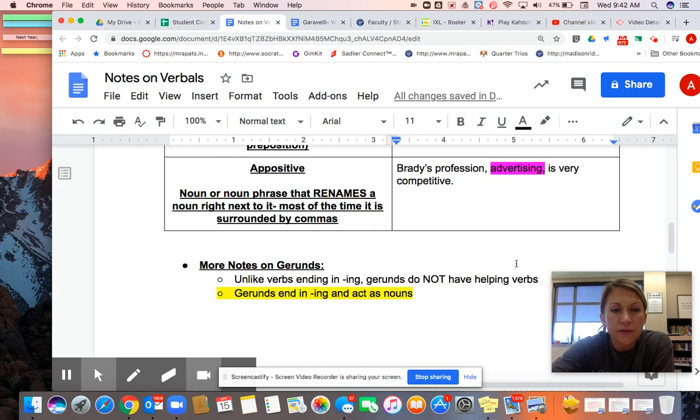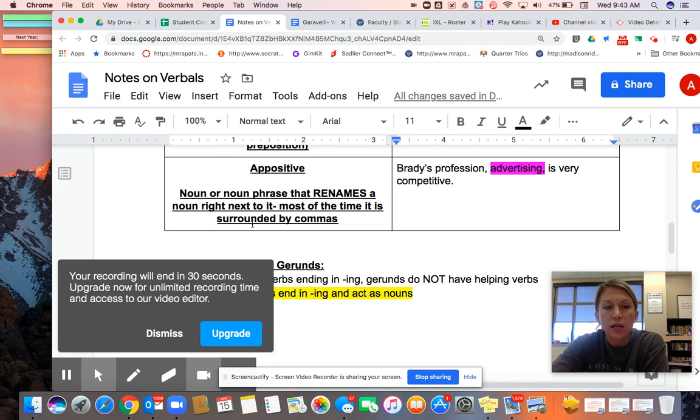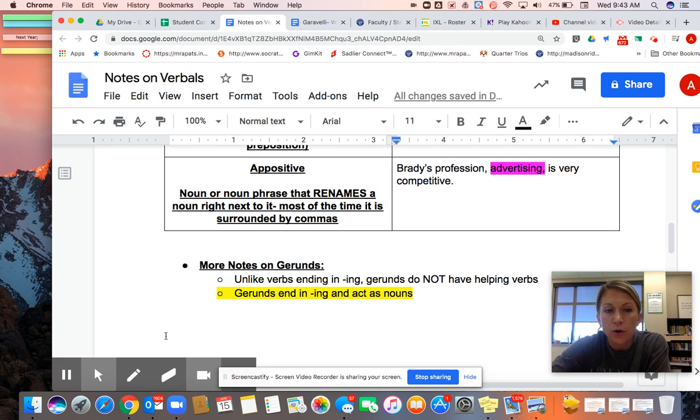And then lastly, an appositive. Here's the definition. Make sure you type that out. An appositive is a noun or a noun phrase that renames the noun right next to it, and most of the time it's surrounded by commas. Brady's profession, advertising, is very competitive. My verb is is. Profession is my subject. Advertising is renaming profession. So that is a verbal. More specifically, it's a gerund because it's a noun. It's acting as an appositive.